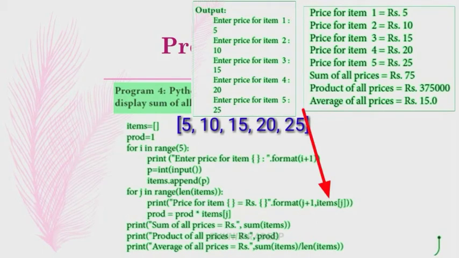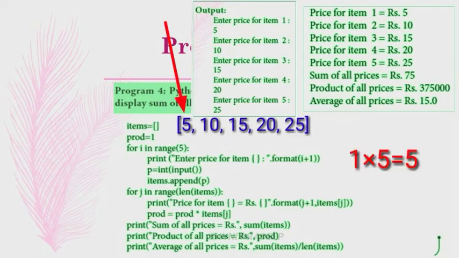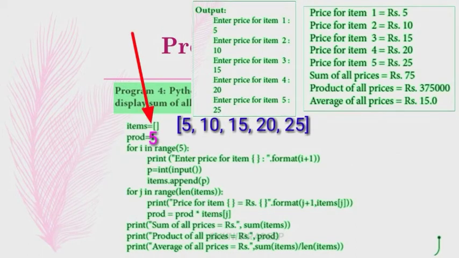Okay. And see the next line. product is equal to product into items of j. Product value is what? 1. So 1 into items j means what? 5. So 1 into 5, 5. This value will be stored in the product.